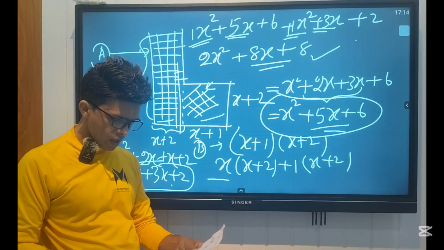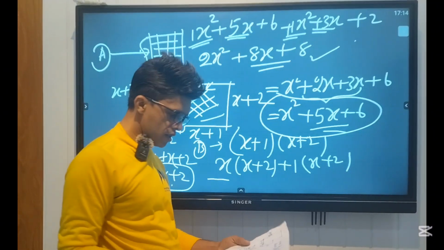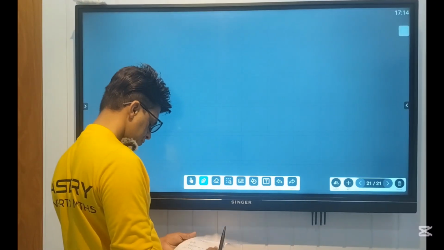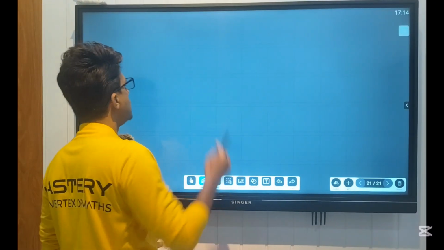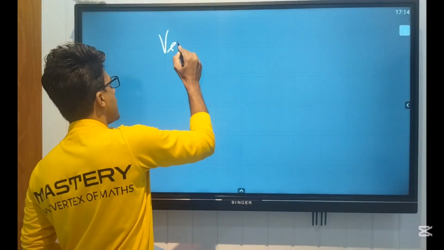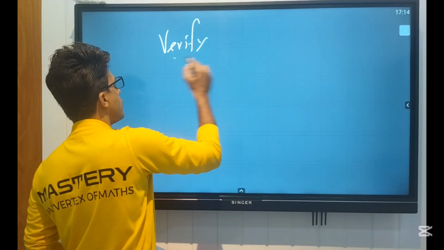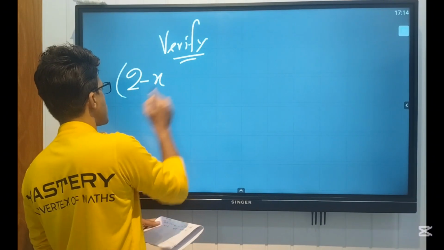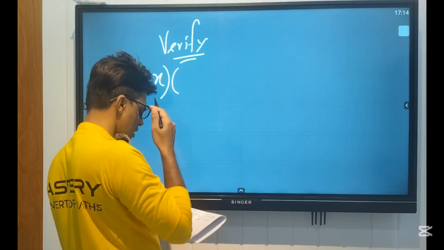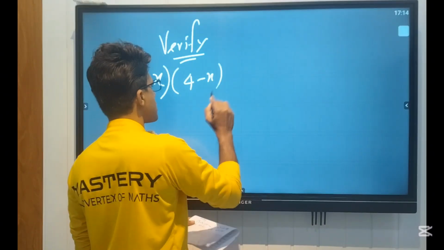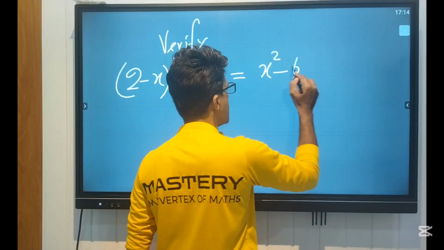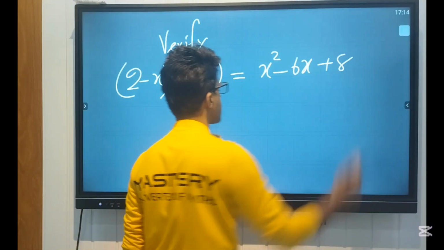Yes. And also we could do a question here. It has been given that we need to verify, right? How could we verify here that 2 minus x times 4 minus x equals, and this one is also a question found in your textbook, x squared minus 8x plus 8.